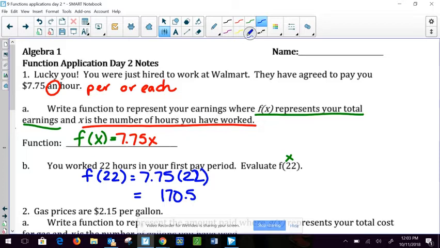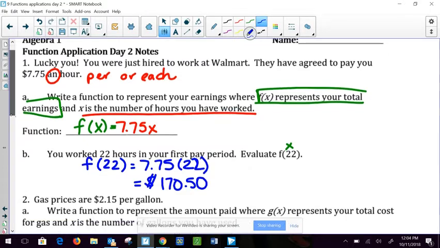170.5. Now, on a calculator, it would tell you 170.5. But now if you think back to what f of x is representing, again, in our problem, it says it represents your total earnings, and that is talking about dollars. So we would put a dollar sign with that. Thinking about money, money has two decimal places. So it's not just 170.5, it's $170.50. So we write that as $170.50. Great. Number 2 is just like that.